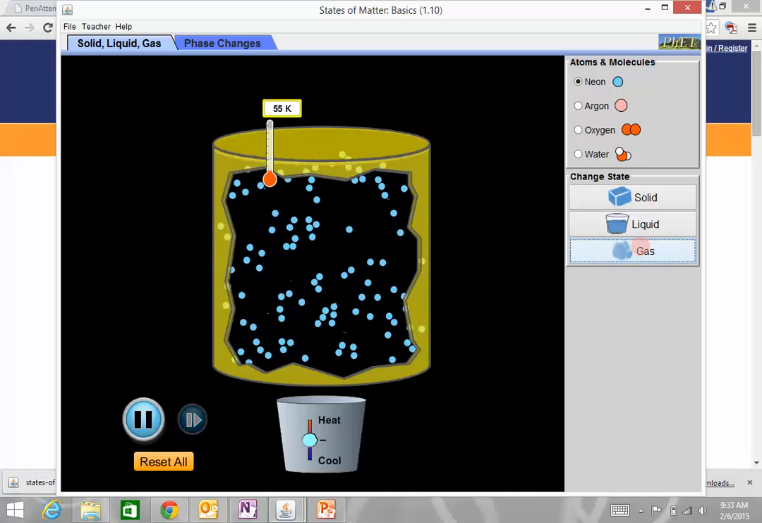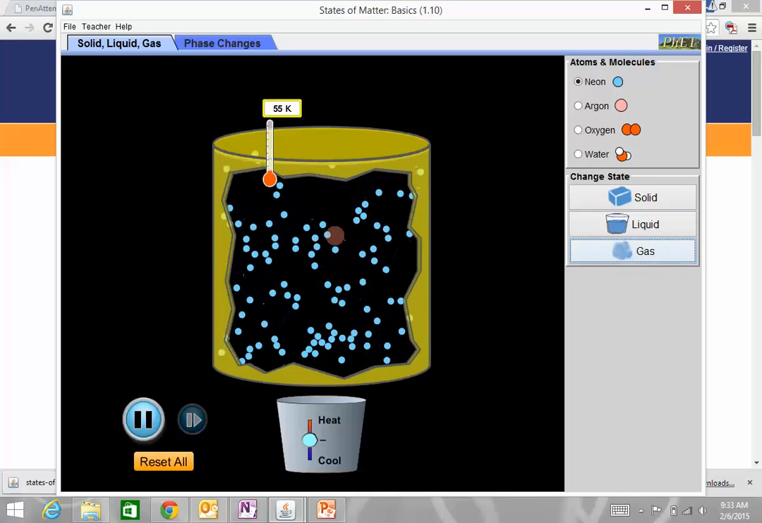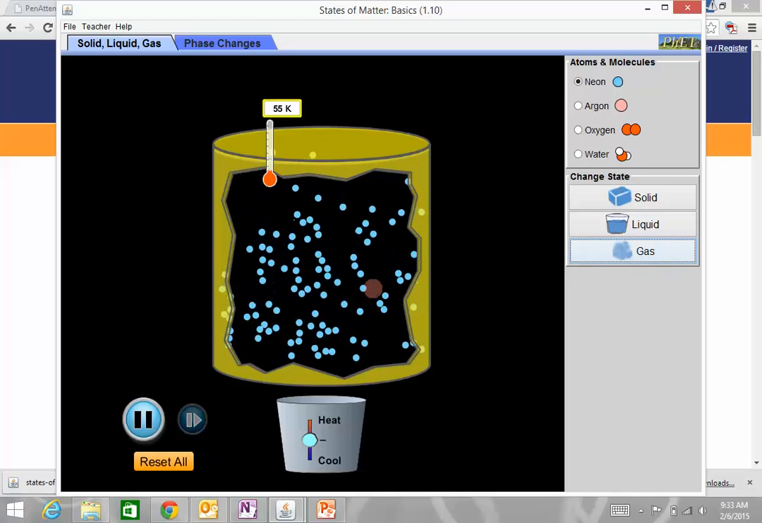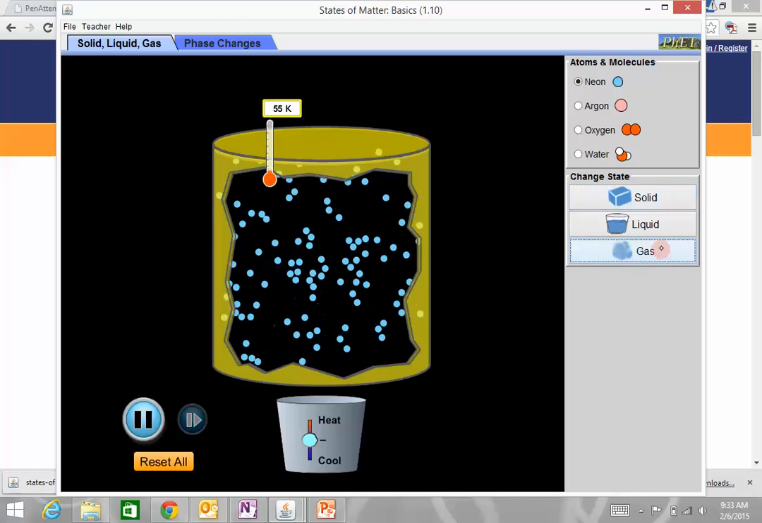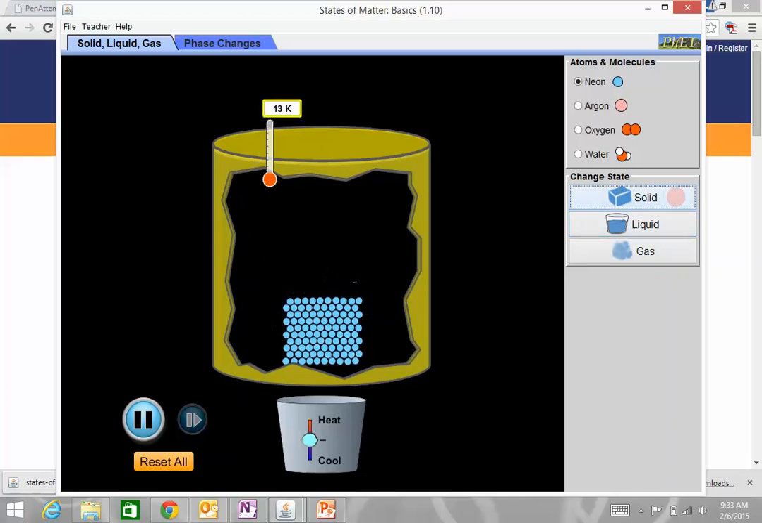In the gas phase, they are all over, right? They are far away from each other and they hardly interact. So this is the gas phase, the liquid phase, and the solid phase.